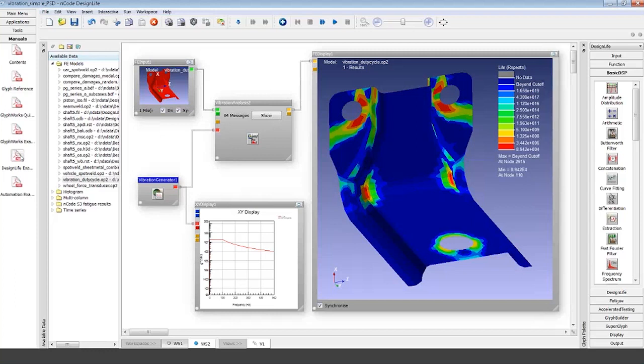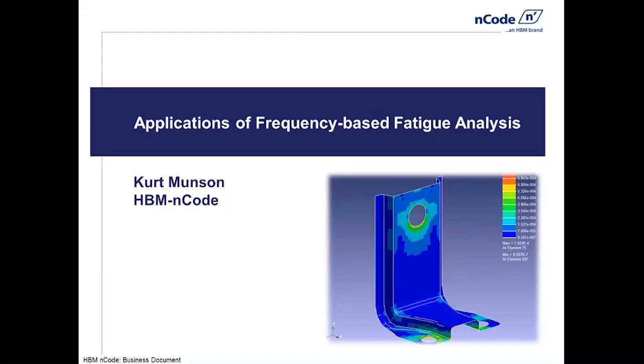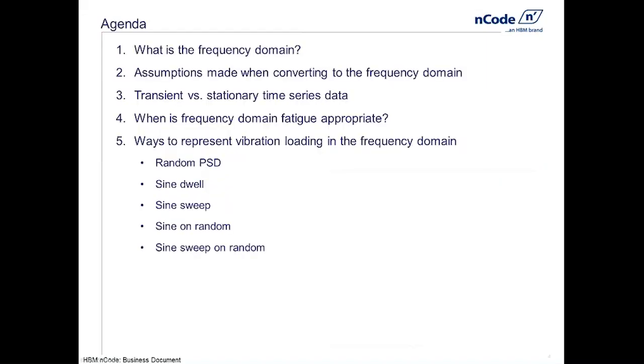I'm going to switch gears now and step out of design life and think about the applicability of frequency domain fatigue. Let me just jump back here into PowerPoint, and let's think about what our agenda is today. We're going to start by looking at what is the frequency domain. Then we're going to transition to looking at what are the assumptions made in converting from the time domain into the frequency domain. Mathematically, or from an engineering perspective, what assumptions are being made when we work with this thing called the frequency domain, and what does that buy us, and what do we lose along the way?